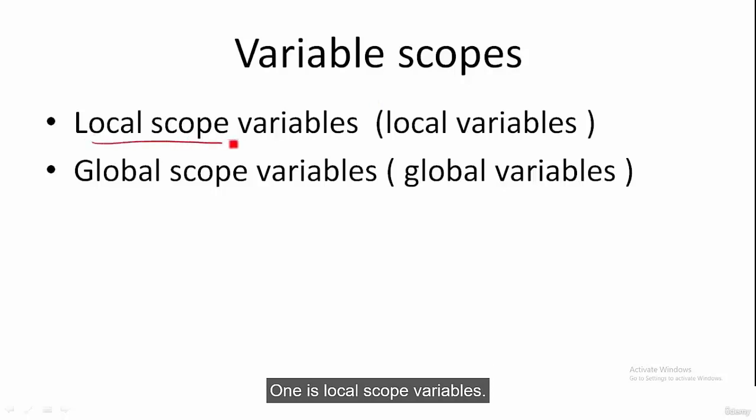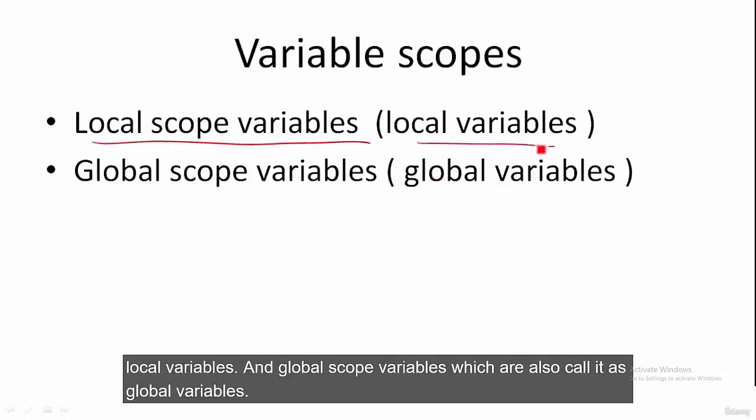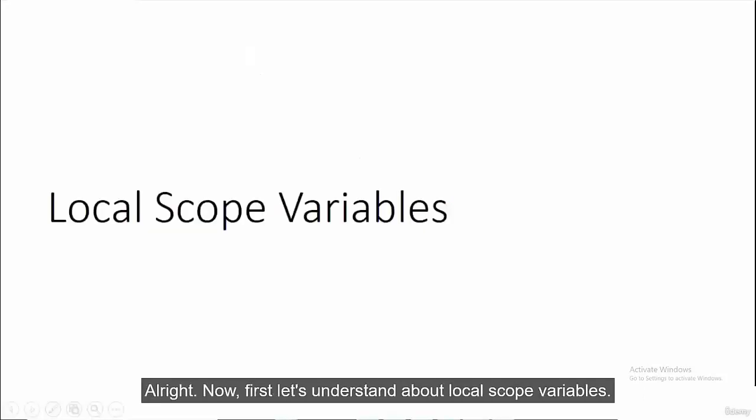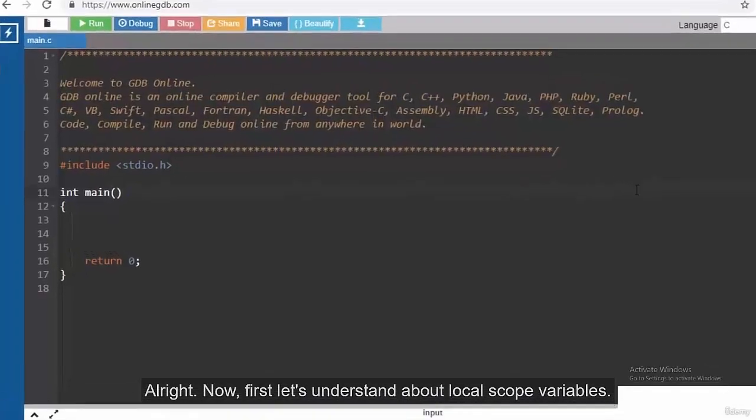One is local scope variables, which in short are also called local variables. And global scope variables, which are also called global variables. Let's understand more about variable scopes with some examples. All right, first let's understand local scope variables.